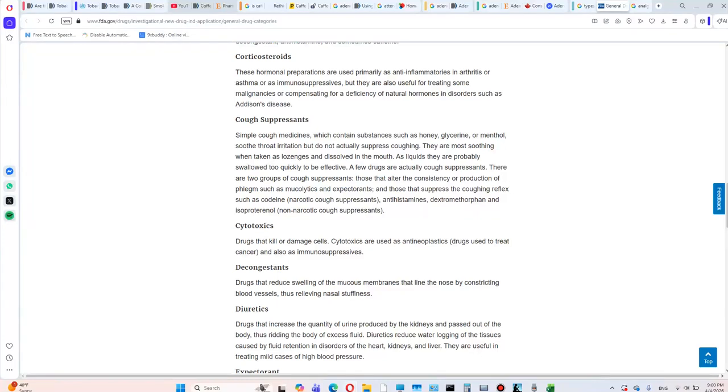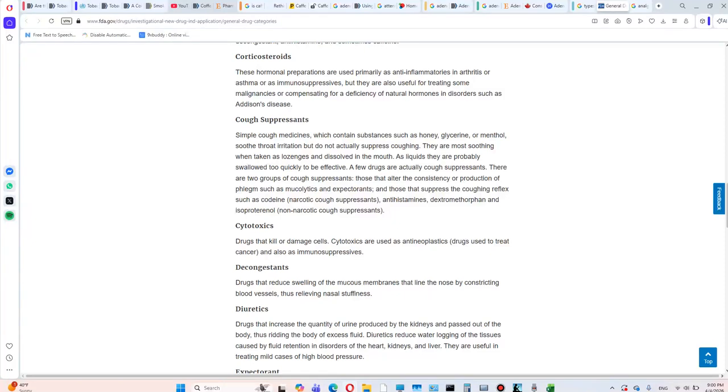Cough suppressants. Some simple cough medicines, which contain substances such as honey, glycerine, or menthol, soothe throat irritation but do not actually suppress coughing. They are most soothing when taken as lozenges and dissolved in the mouth. As liquids, they are probably swallowed too quickly to be effective.